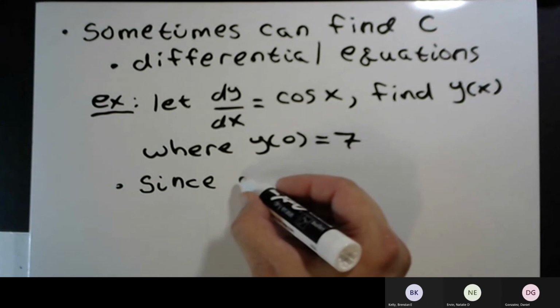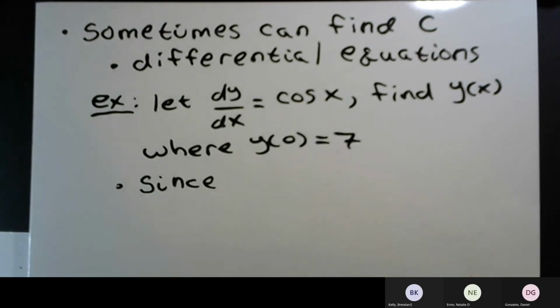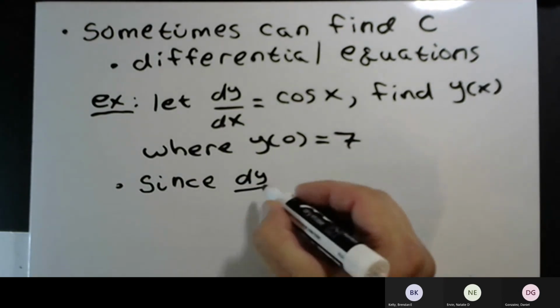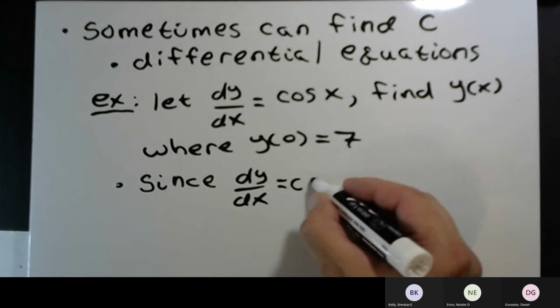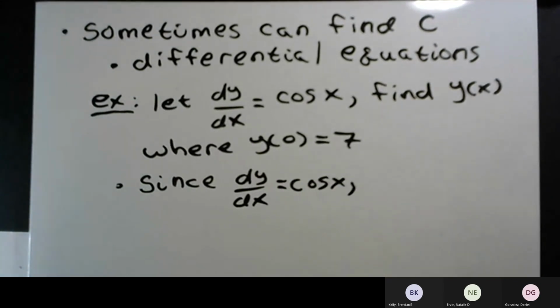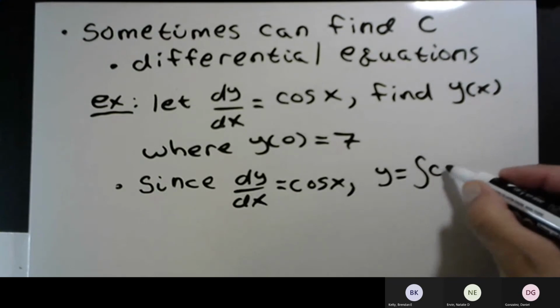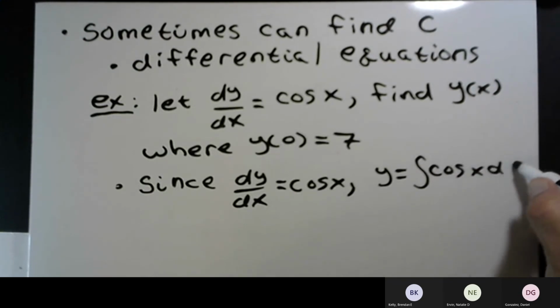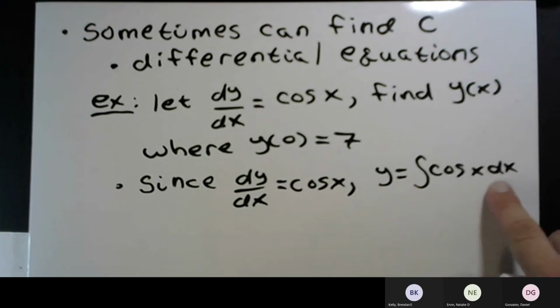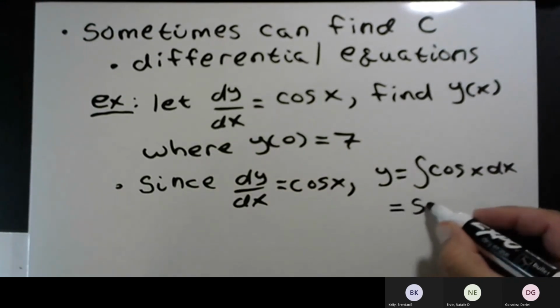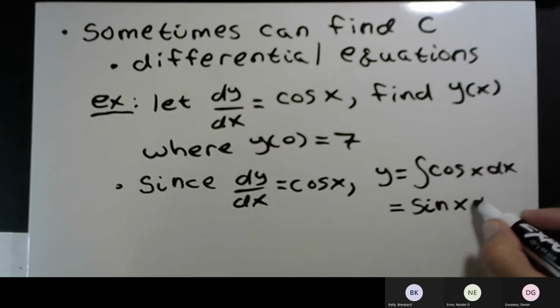Since the derivative is cosine of x, the derivative of what function gives us cosine of x? Well, we find that by taking the antiderivative of the cosine of x. And we'll talk about what this means in chapter 5. And what we've seen so far is that's going to be sine x plus c.